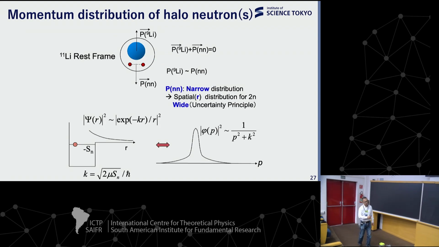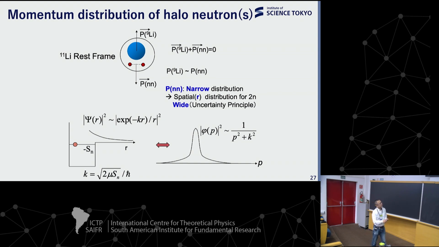And this was interpreted like this. So the neutron actually has very small momentum, and this narrow momentum is due to the large spatial distribution of the neutrons, based on the uncertainty principle, right? Okay.